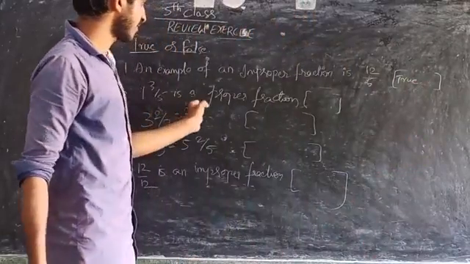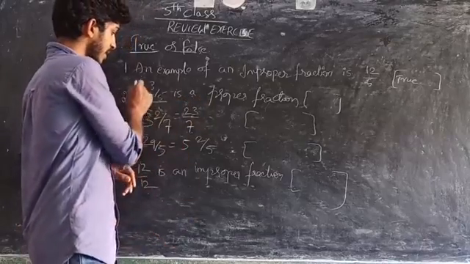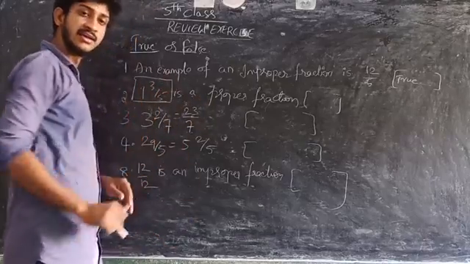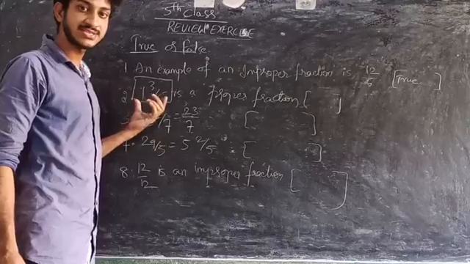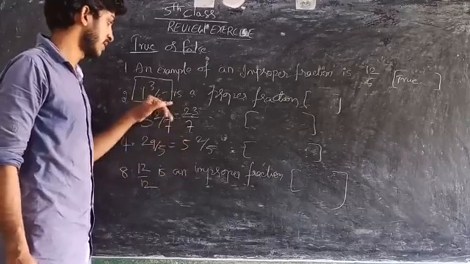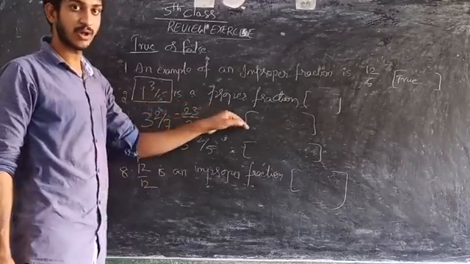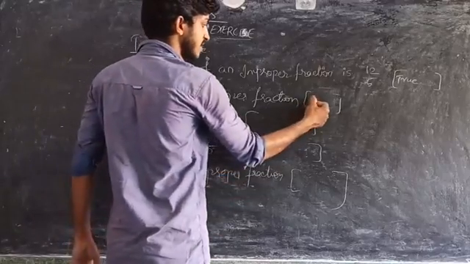And 1 3 by 5 is a proper fraction. Here a mixed fraction is given. A mixed fraction is not a proper fraction. A mixed fraction is an improper fraction. So it is a false statement.